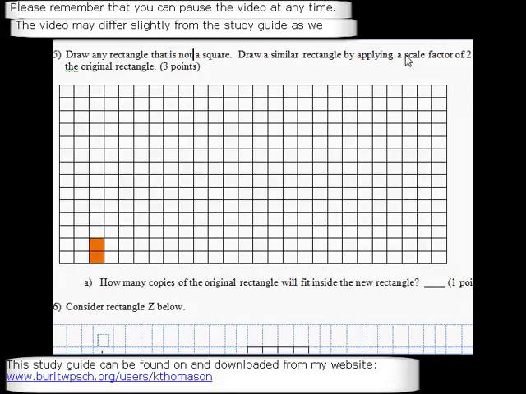So what you're supposed to understand is you need to multiply the width and the height by 2, which is the same thing as applying the rule 2x, 2y. So if this is 1, our new figure needs to be 2 wide and needs to be, instead of 2 tall, 2 times 2 is 4 tall.